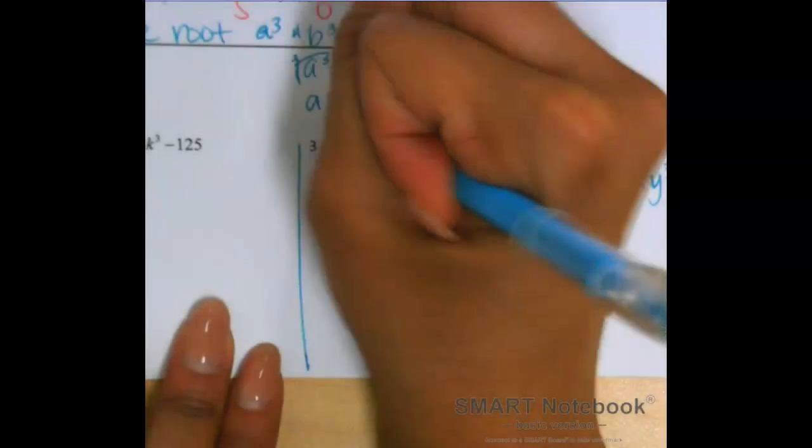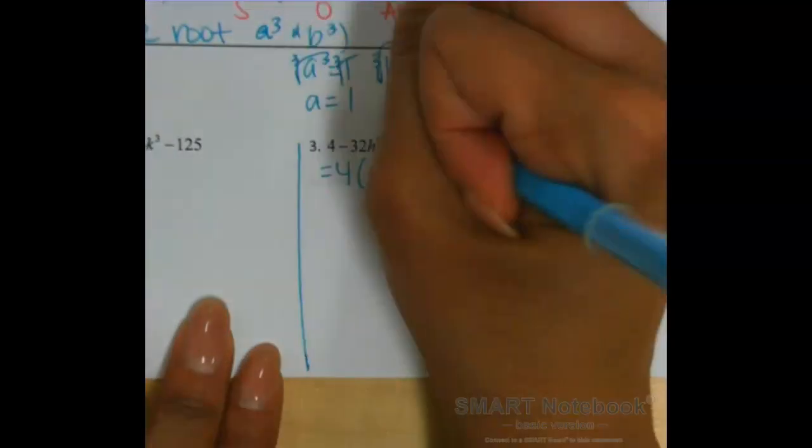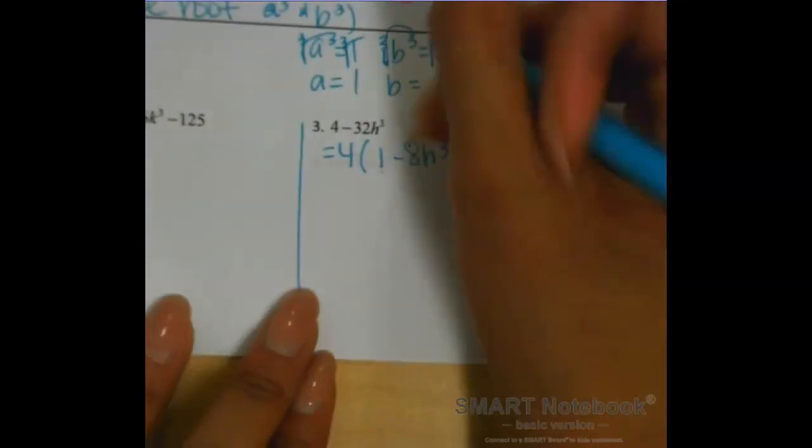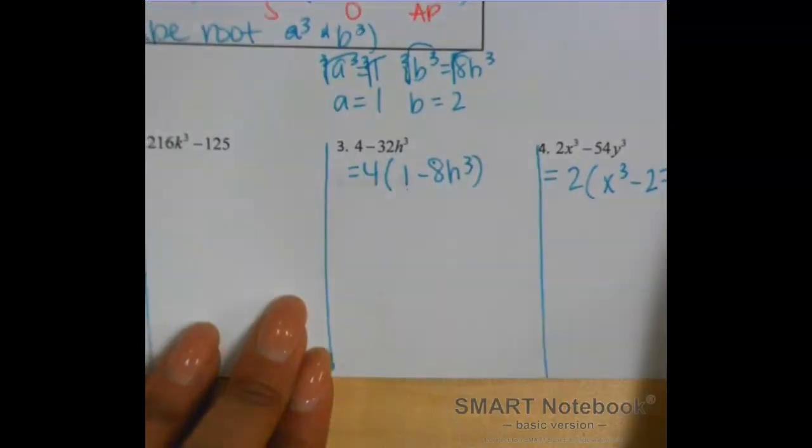All right, so let's see. The cube root of 1 is just 1. The cube root of 8, okay, let me look back at the top. Cube root of 8 is just 2. That's what I have at the top. So cube root of 8 is 2. And then the cube root of h cubed is just h.